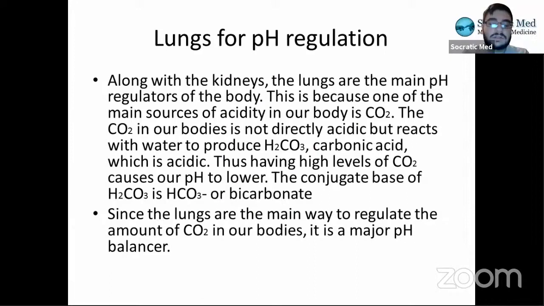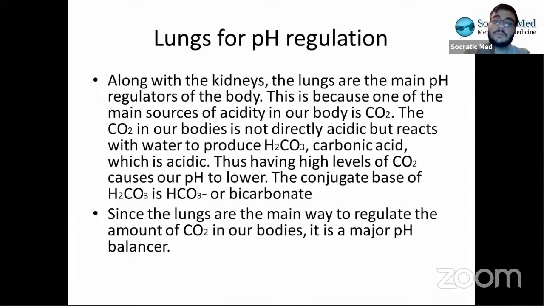And so the last thing I want to touch on before we get onto the clicker questions is lungs for pH regulation. Along with the kidneys, which are also an important pH regulator in the body, the lungs are the other main pH regulator in the body. This is because one of the main sources of acidity in our body is CO2. If you guys remember from acids and bases, CO2 is not inherently acidic, right? It's not inherently a Lewis acid or a Bronsted-Lowry acid.